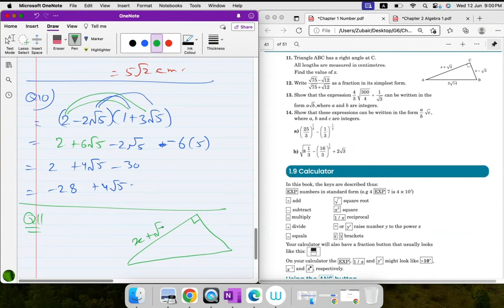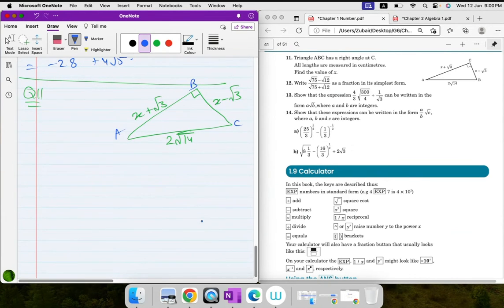The sides are x plus square root 3, x minus square root 3, and 2 square root 14. Any idea how we can find x?